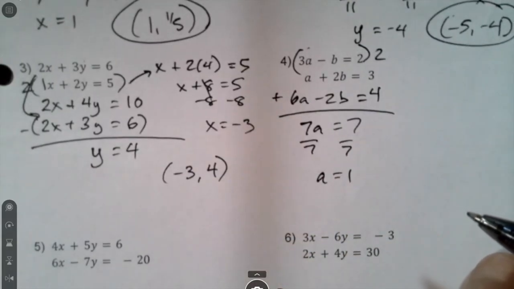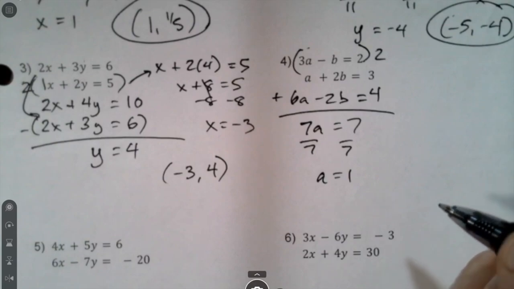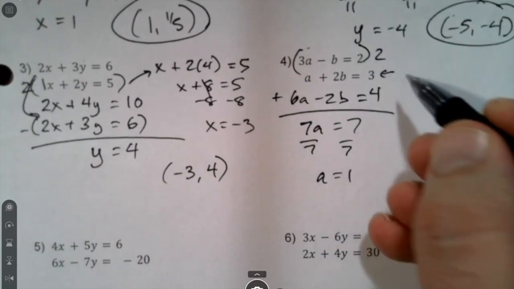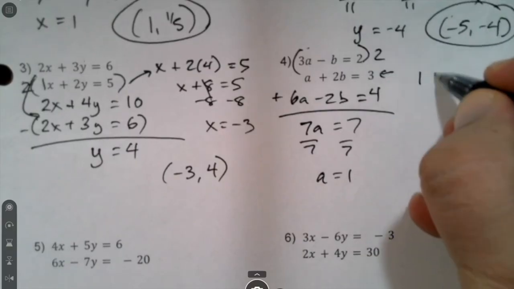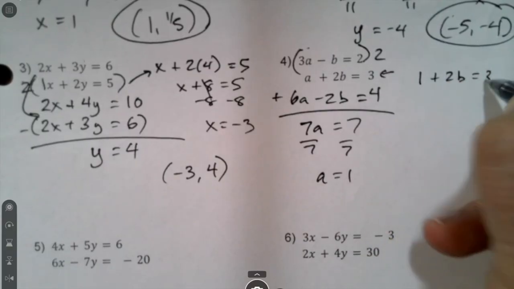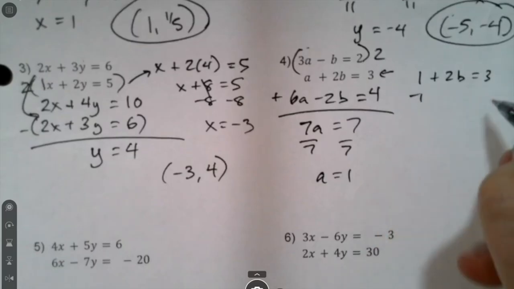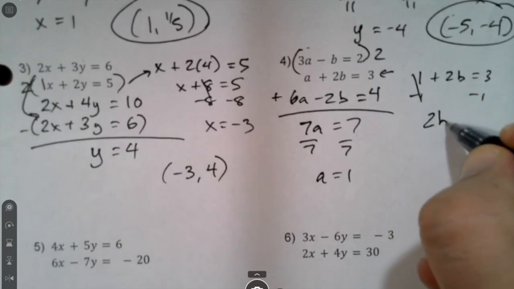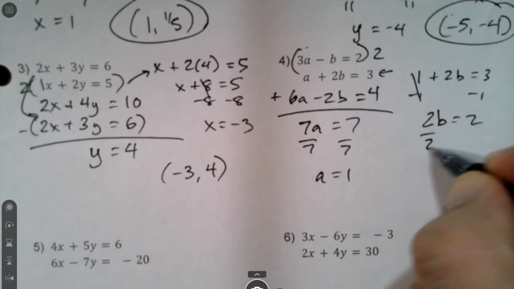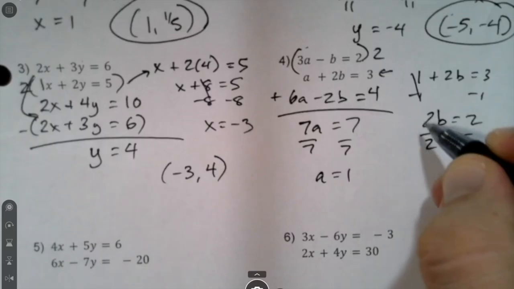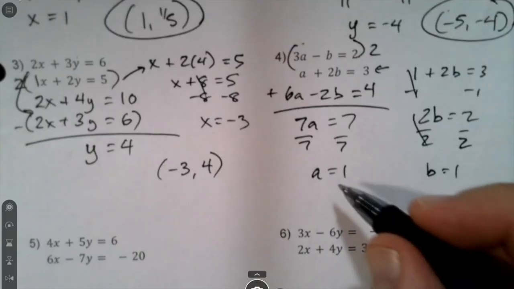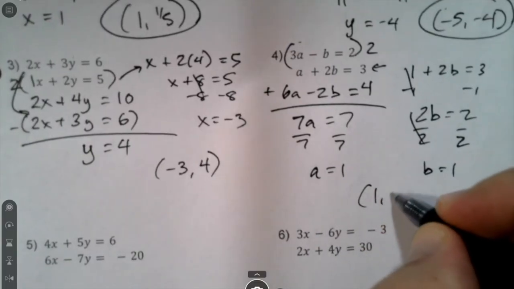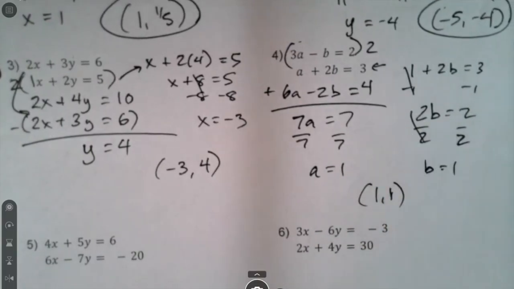At that point, you can plug a into any of the three equations you see. This one looks simplest to me. So I'm going to plug 1 in for a right there. So we'll subtract 1 from both sides. And then we'll divide both sides by 2. So b is equal to 1. So we have the ordered pair 1, 1 that turns out to be the solution to this system of equations.